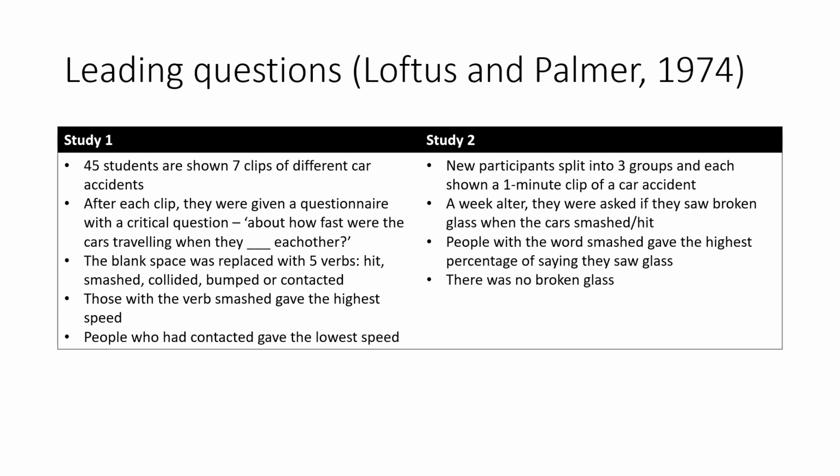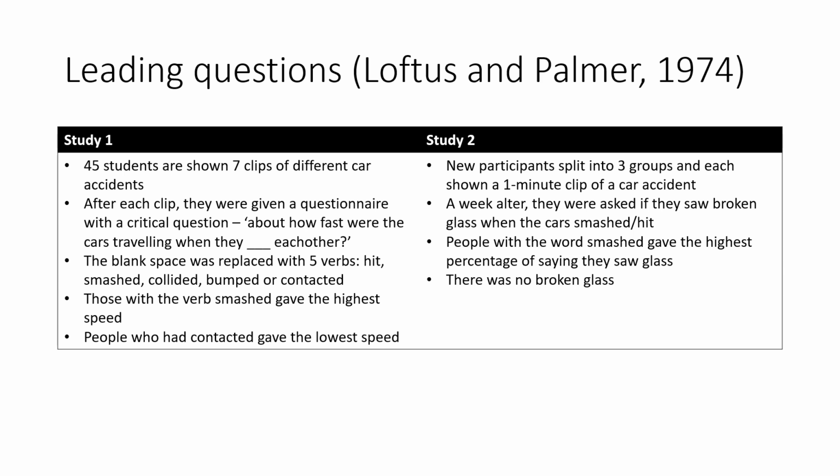So they saw the question, how fast were the cars travelling when they smashed each other, and gave the higher speed, whereas those who had the word contacted gave the lower speed. So putting this verb in here changed how people perceived the accident that had just taken place. And then for their second study, a new group of participants were split into 3 groups, and each shown a 1-minute clip of a car accident.